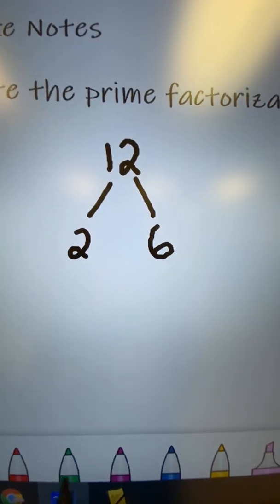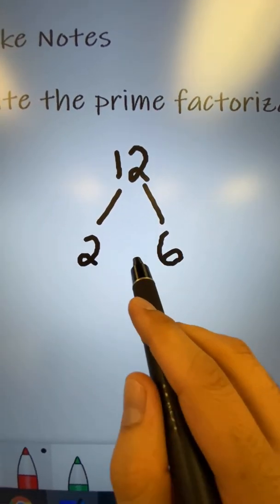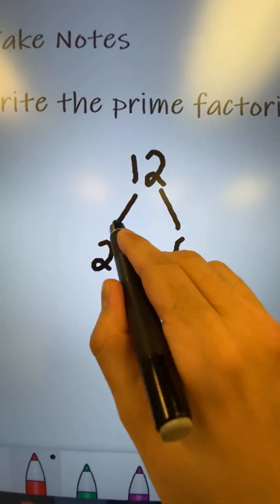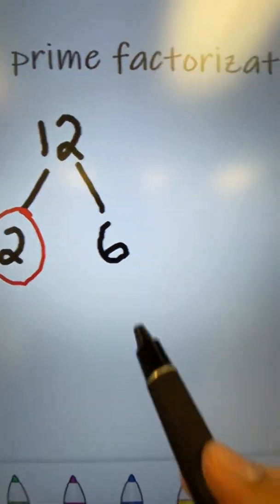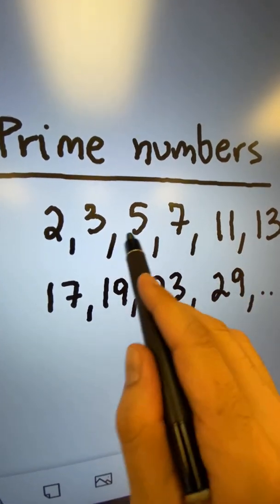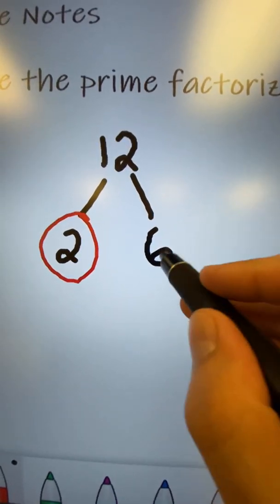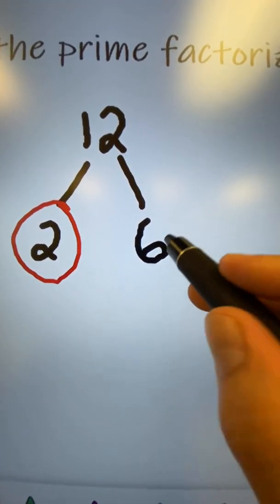Once you have your 2 numbers, you circle the one that's a prime number. In this case, 2 is a prime number, right? That's in my list of prime numbers. So I circle the 2. I don't circle the 6 because 6 is not a prime number. It's not in that list. For the number that's not a prime number, you're going to break that number down again. So find factors that are prime numbers.